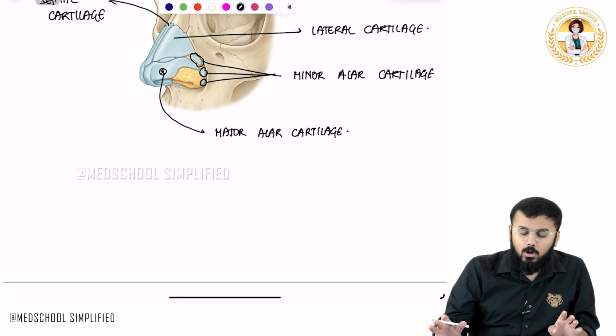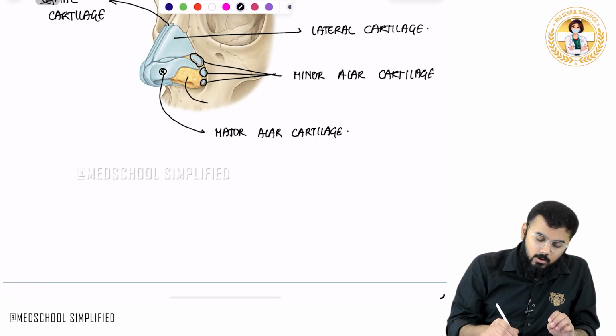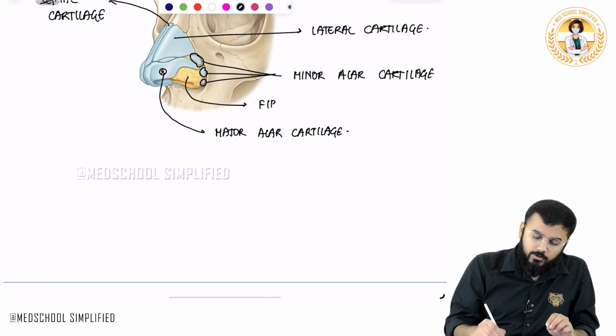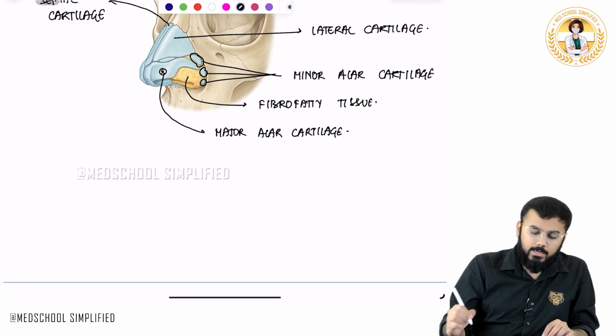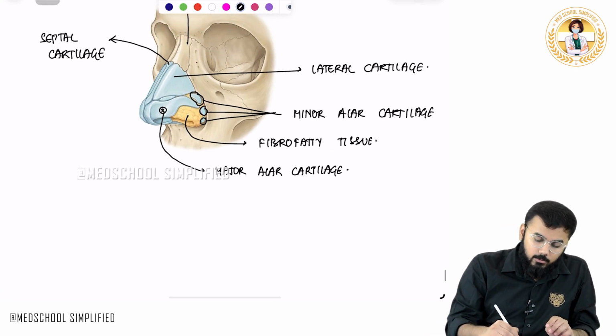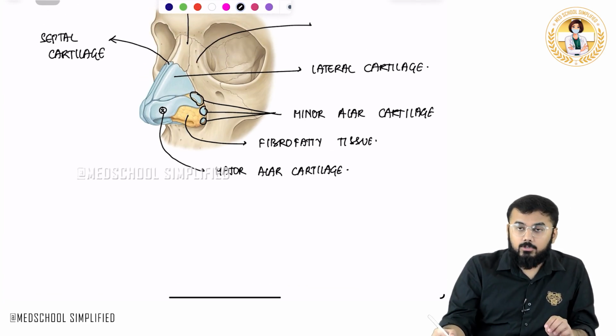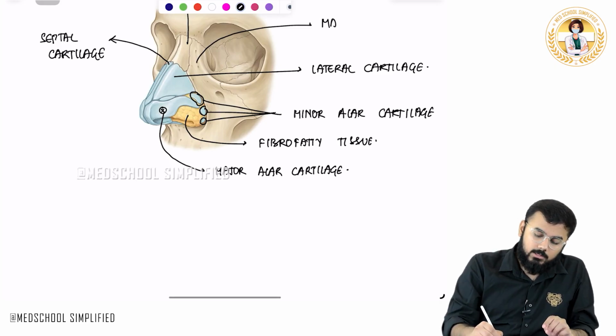And for the remaining part, after all these things which we discussed, you see this yellow colored layer, this is called fibrofatty tissue. Okay. And here you can also look at another bone. You see this particular bone over here. This particular bone is called the maxillary bone.